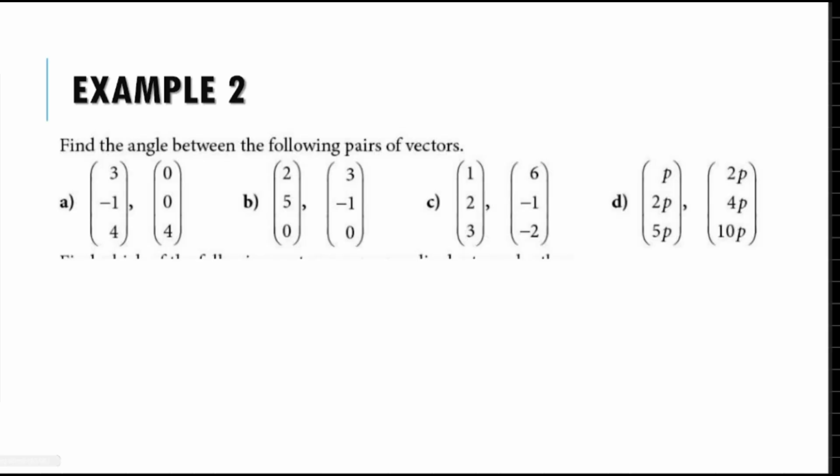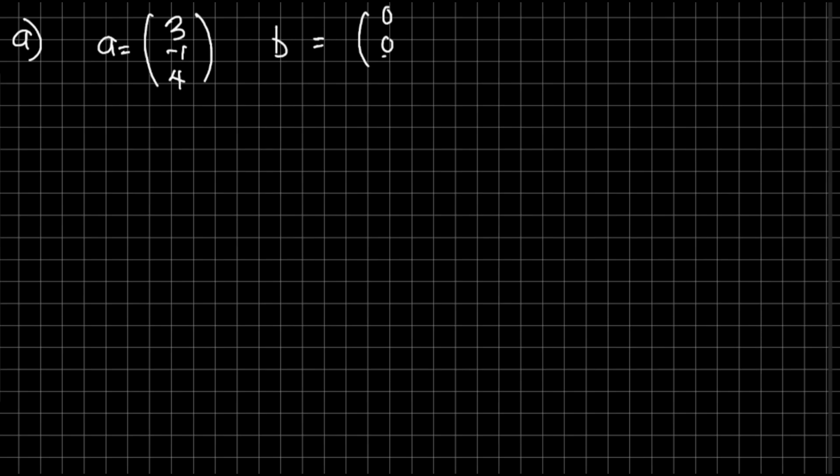Okay, example 2, find the angle between each of the following vectors. So let's find the angle. Let's take A and D. So we have another classwork here. So you have 5 classworks now. So 3 minus 1, 4 is 0, 0, 4. So we have vector A is 3, minus 1, 4, and then B is 0, 0, 4.